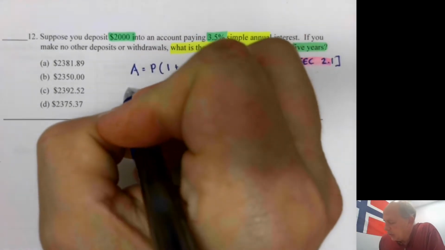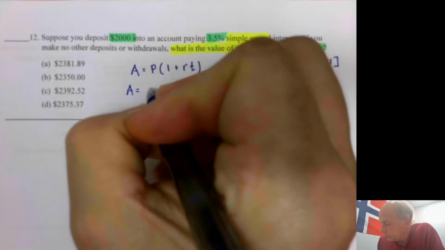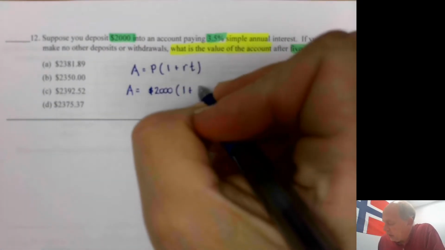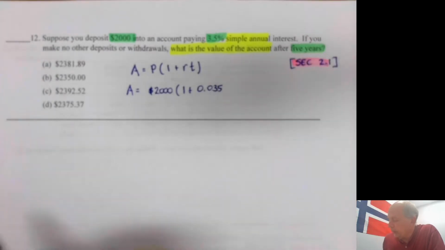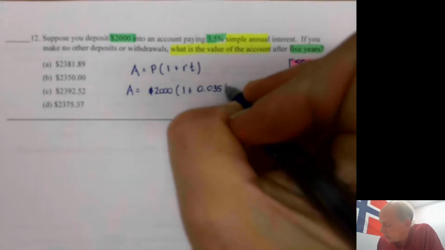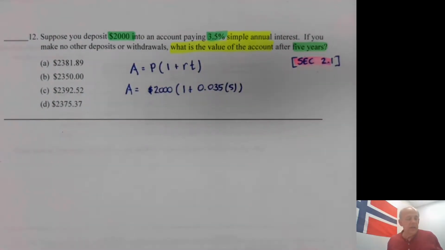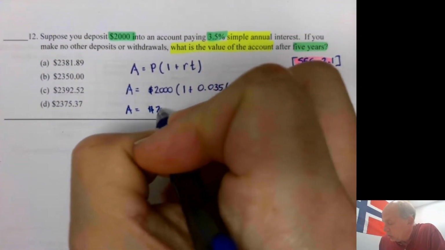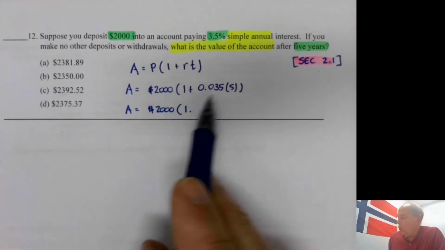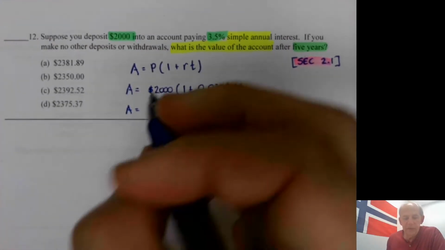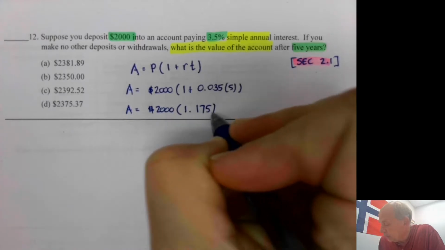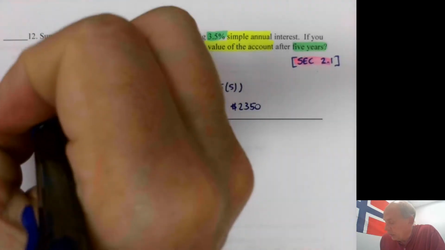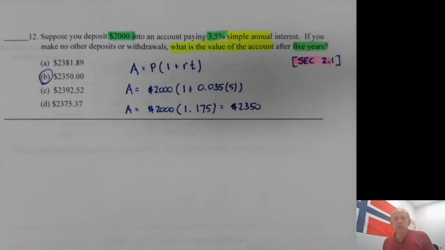The green values that are going into the formula: I made a deposit of $2,000. I have an interest rate of 0.035. Don't forget to turn that into a decimal. I'm leaving it sit in the bank for 5 years. So I have $2,000 times 1 plus 0.035 times 5, which is 1.175, and when I multiply those two together, I would get 2350. My answer is choice B.